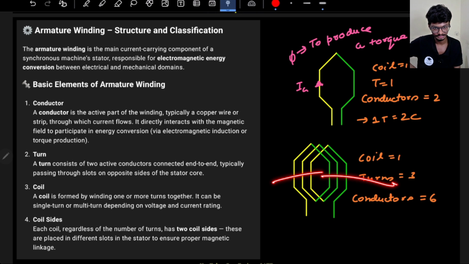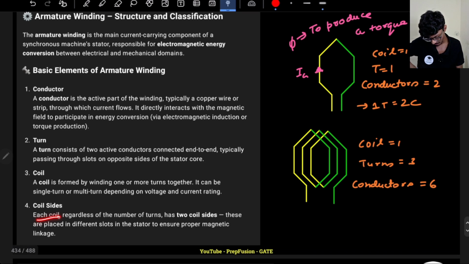This is the left hand side and right hand side. So coil sides are basically each coil, regardless of the number of turns, has 2 coil sides, one on the left hand side, one on the right hand side. These are placed in different slots in the stator. So there are slots where we place the coil sides.